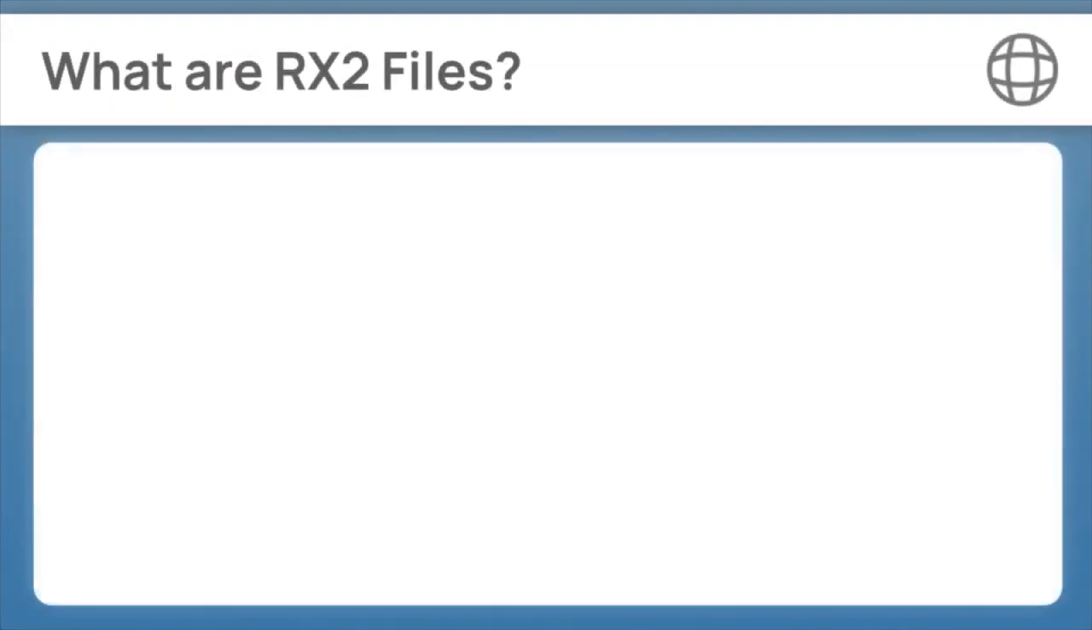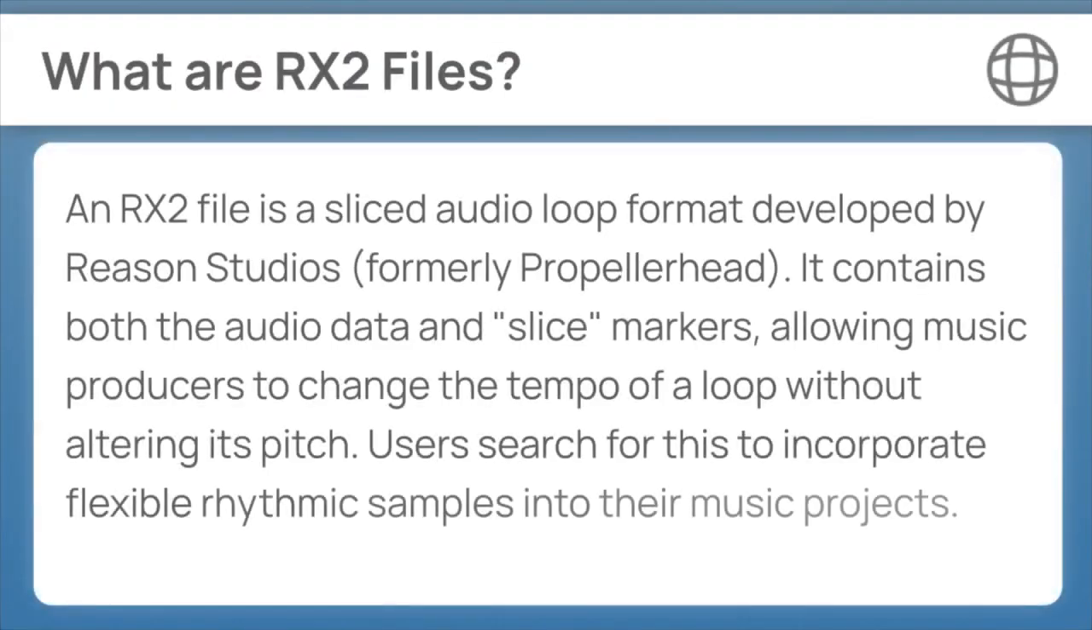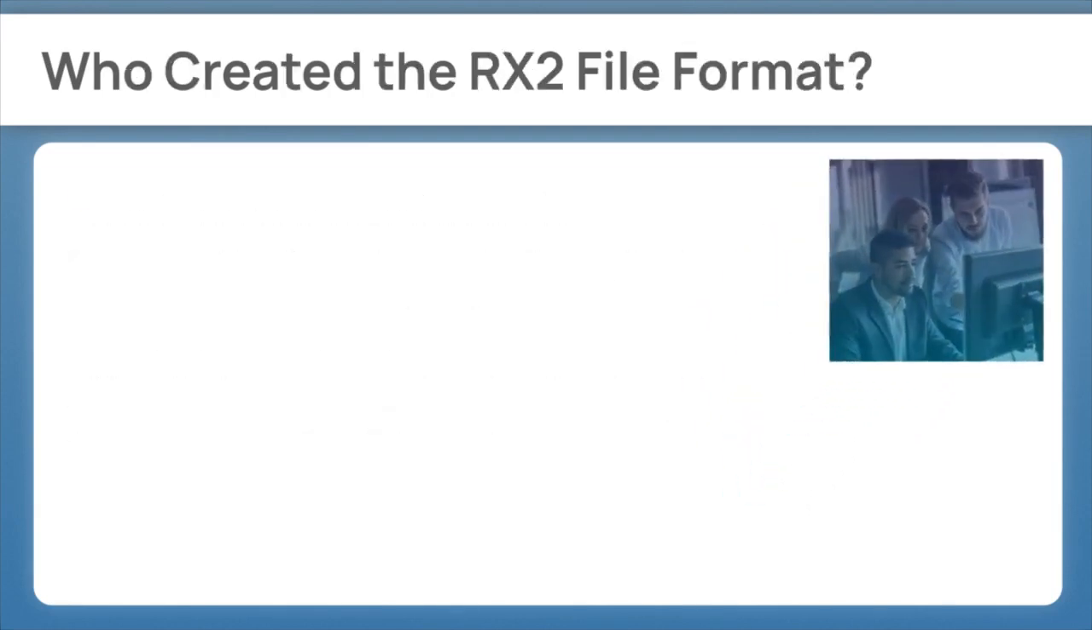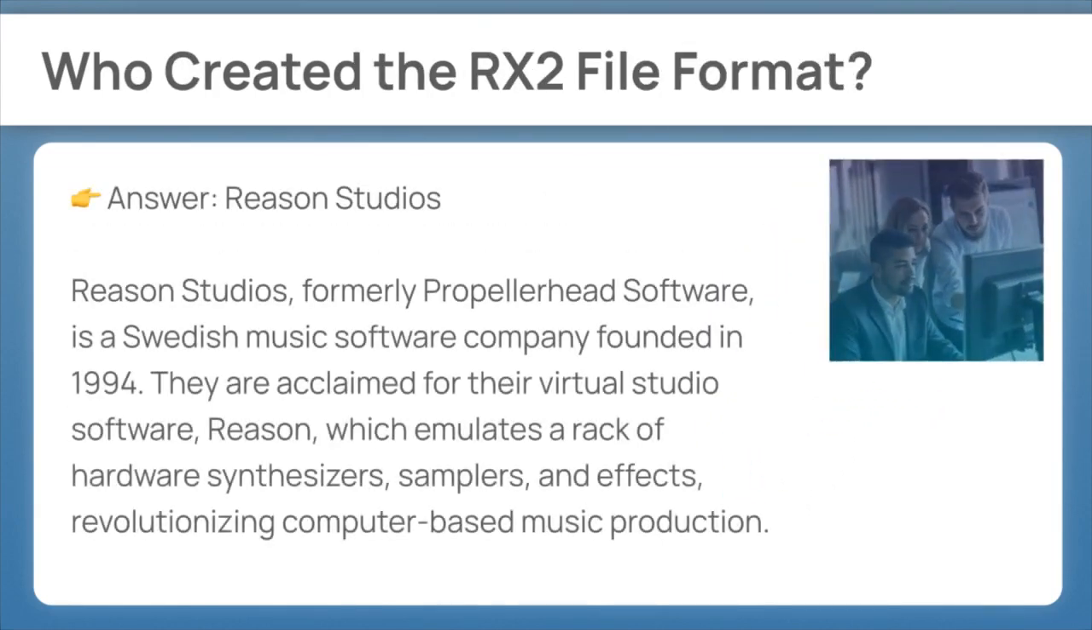An RX2 file is a sliced audio loop format developed by Reason Studios, formerly Propellerhead. It contains both the audio data and slice markers, allowing music producers to change the tempo of a loop without altering its pitch. Users search for this to incorporate flexible rhythmic samples into their music projects.